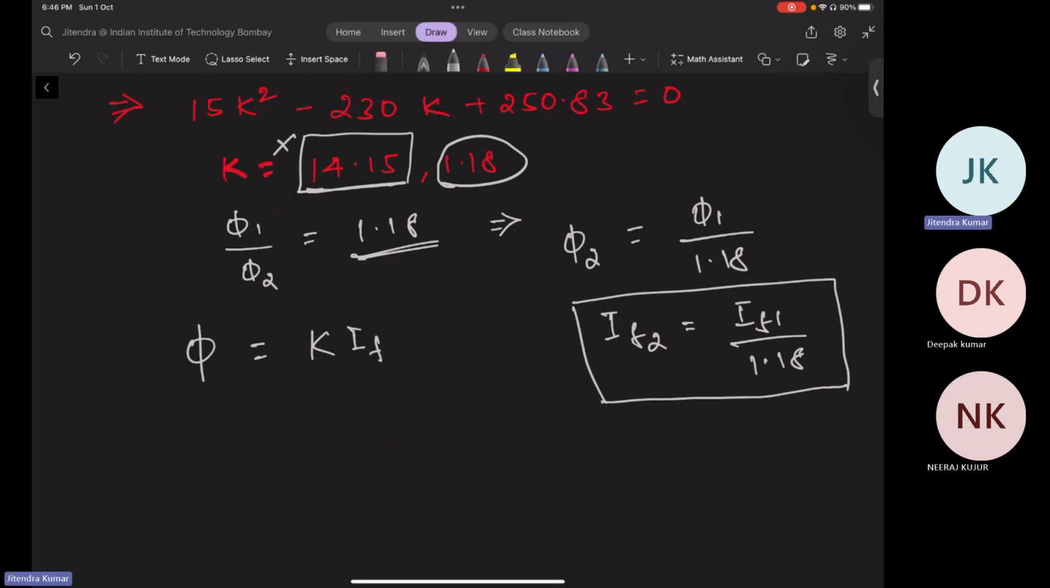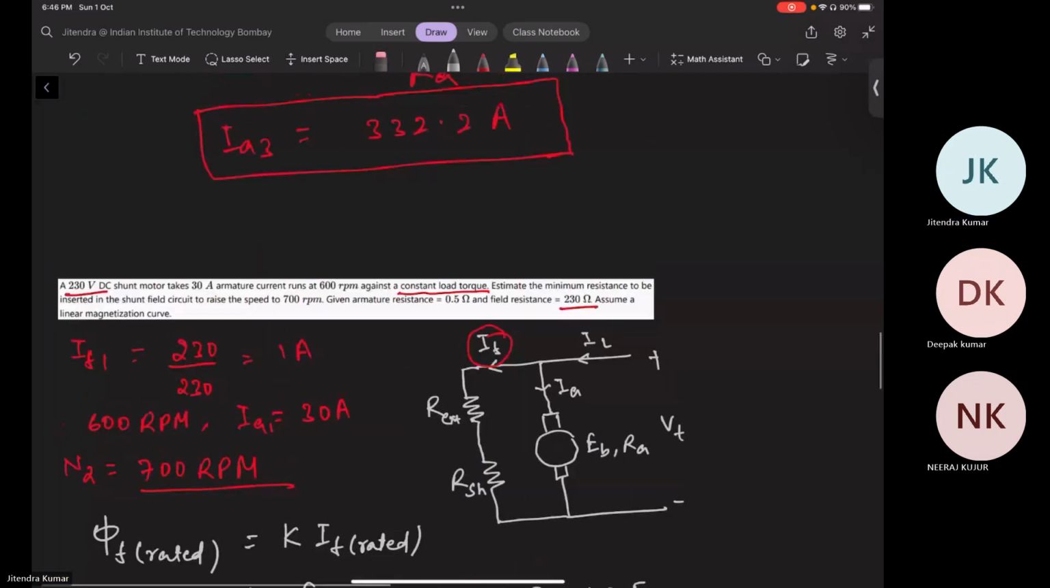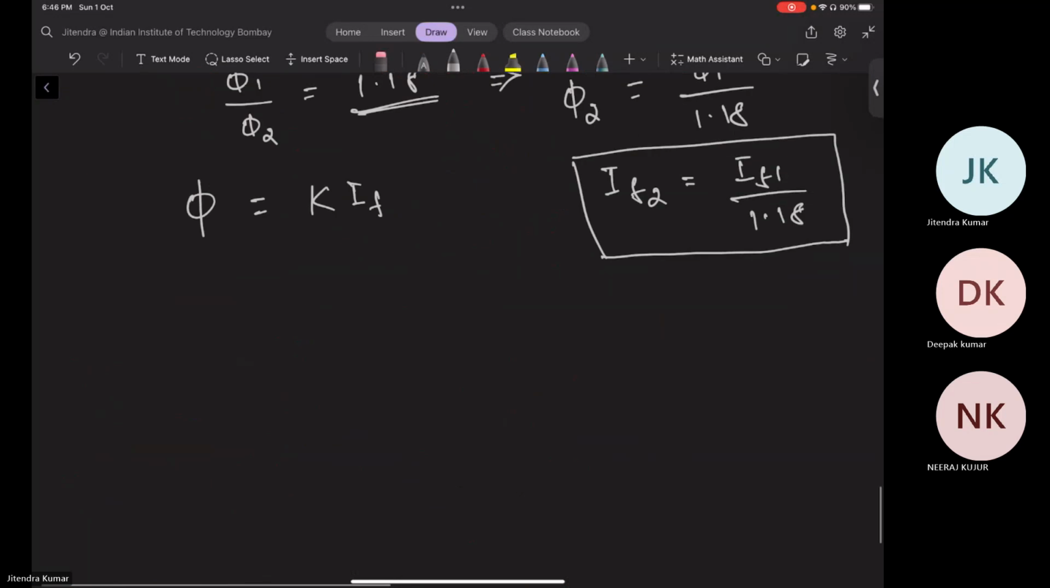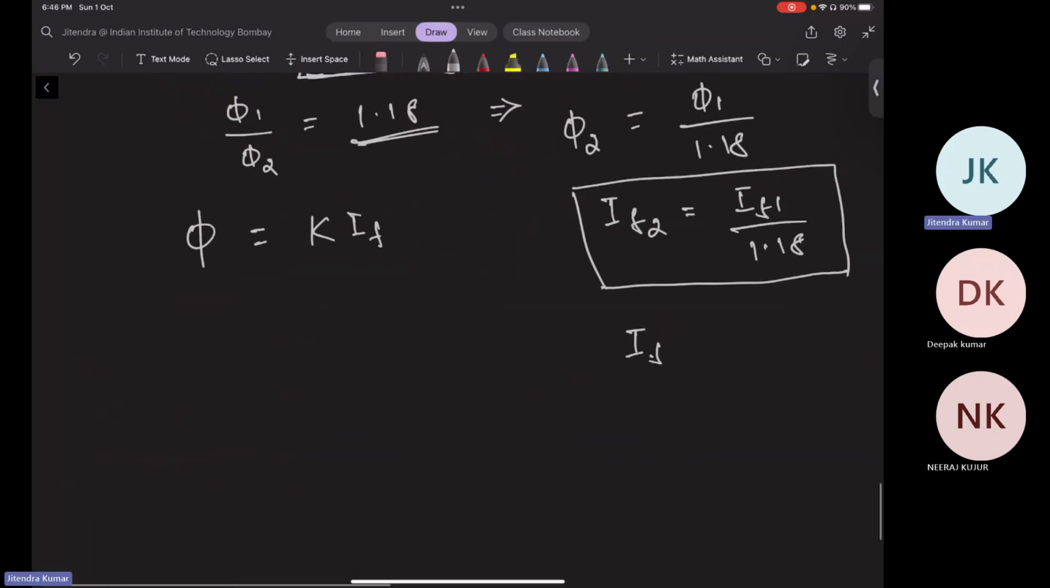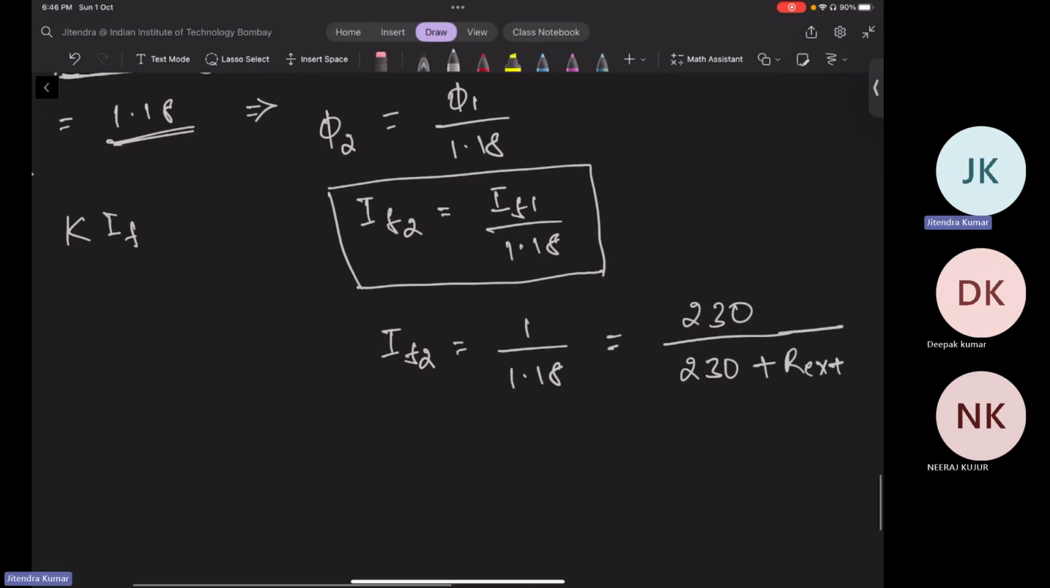Okay, if not, then if1 was how much? 1 amp, I guess. Yeah, 1 amp. So if2 will be 1 by 1.18. And to flow such an amount of current, we need a certain resistance, right? Initially, it was 230 plus R external. Okay, I hope you are following. So it will lead to a certain value at 230 plus R external.